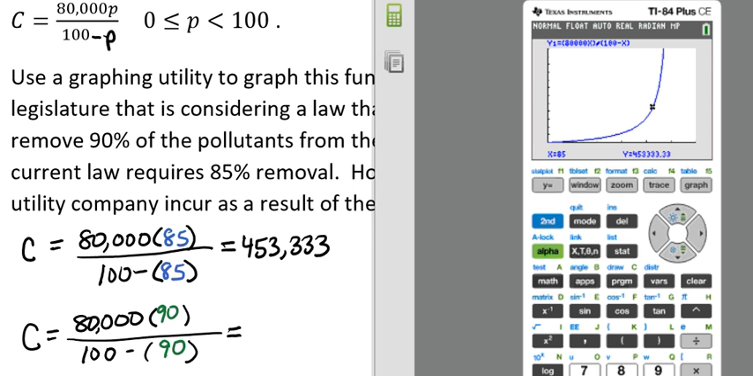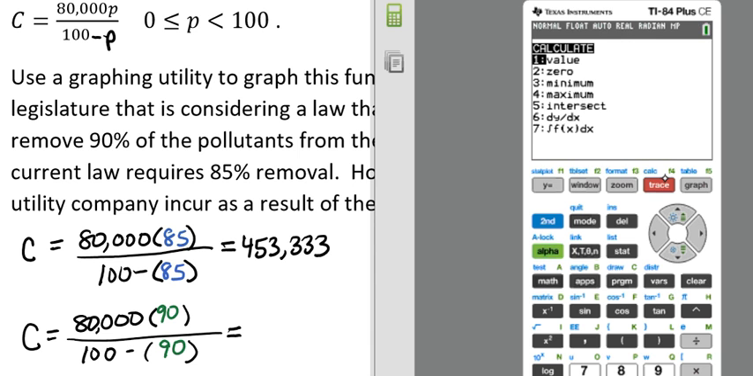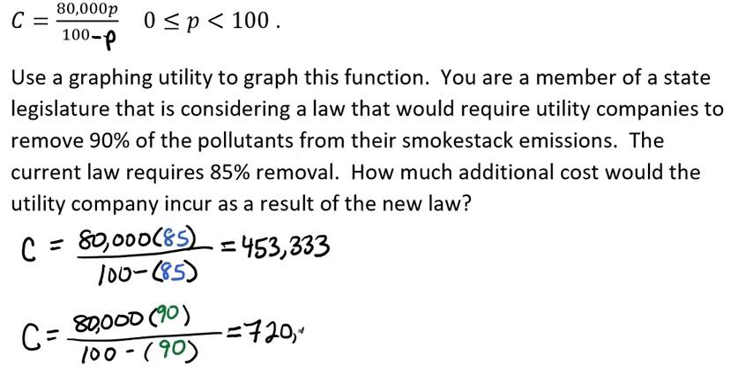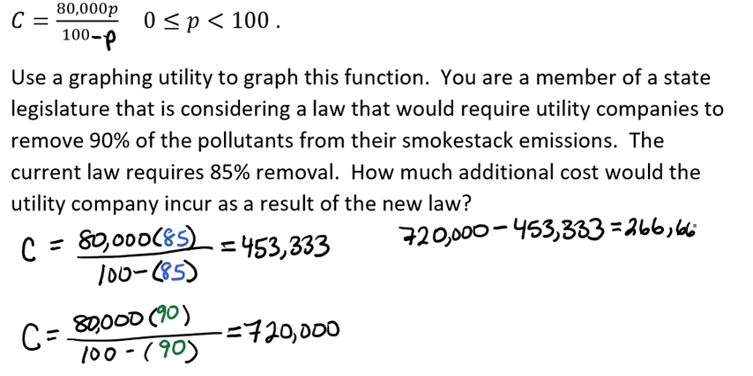So we'll round that to 453,333. And now we want to calculate, so second trace, the value when our P-value, our x, is 90. And so here we see 720,000. So let's write that number down. It looks like a pretty big cost jump. And so we're going to calculate that difference. We're going to take 720,000 and subtract 453,333 to get a value of $266,667.